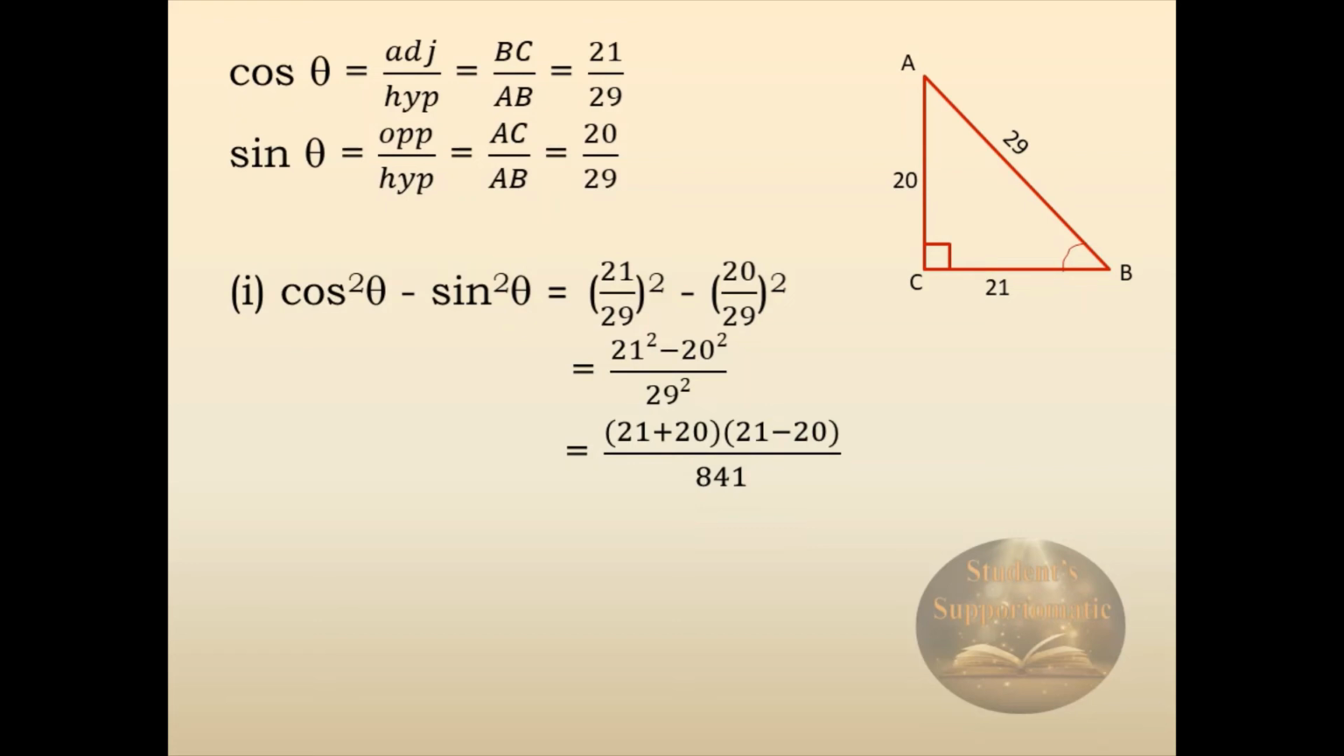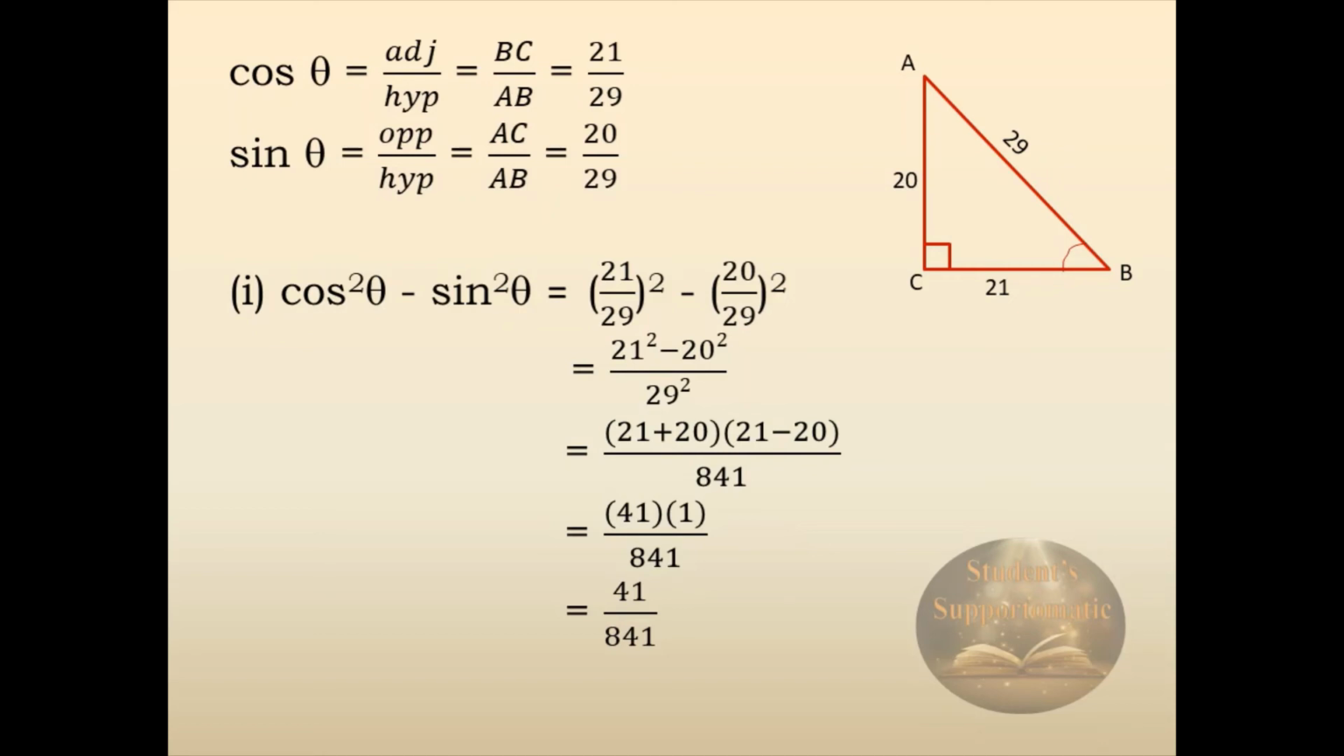So it becomes 21 plus 20 and 21 minus 20, divided by 29 square, which is 841. So 21 plus 20 is 41, 21 minus 20 is 1. So it becomes 41 by 841. So this is the answer for cos square theta minus sin square theta.